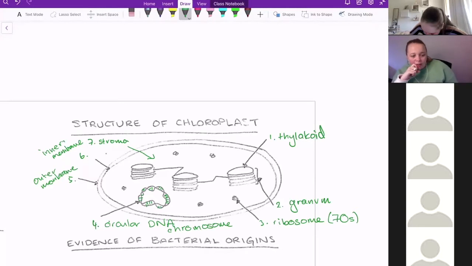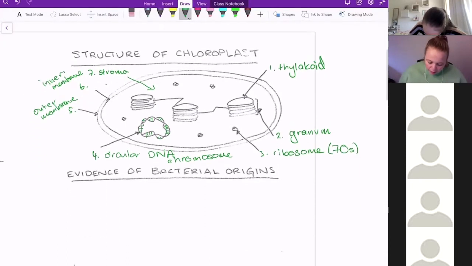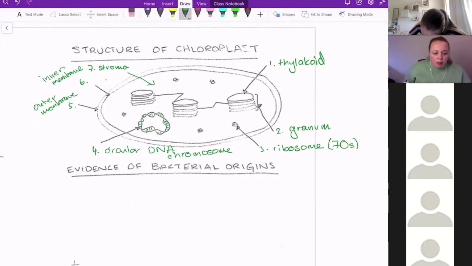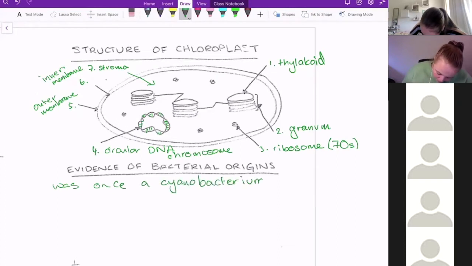So the next part of the question that comes along after describing my structure is to give us some evidence for bacterial origins. So we think that the chloroplast was once a cyanobacterium. That means that they had the ability to photosynthesize. So whatever was present in these was the ability to photosynthesize. So what is some of the evidence in here that indicates this might be an old bacterium?